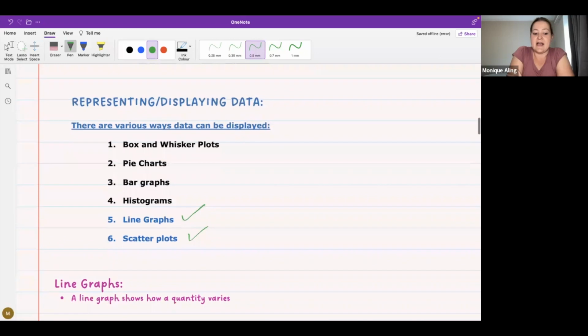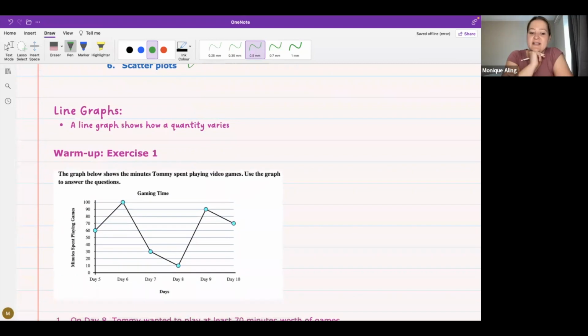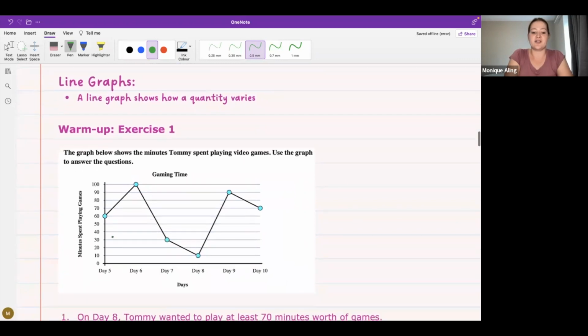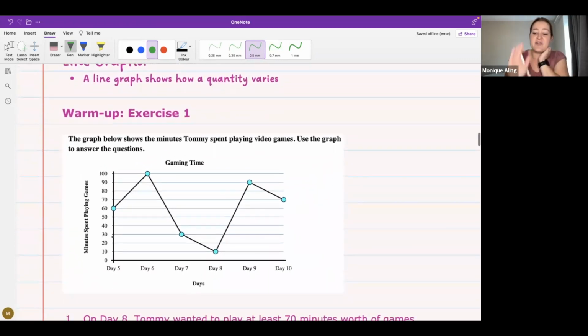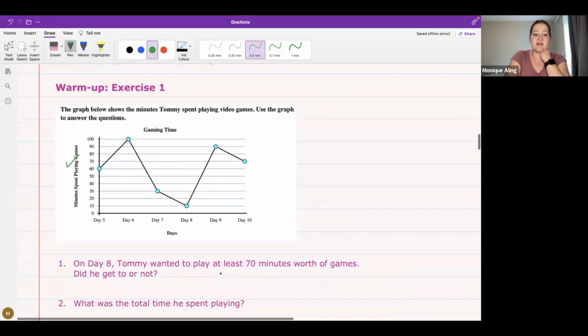All right, so let's start with our line graphs. A line graph shows how a quantity varies. I've got a nice little warm-up exercise over here. Just advice for when you see a graph in an exam, take some time to look at it before you rush and try to look at all the questions. As you can see, it says the graph below shows the minutes Tommy spent playing video games, and use the graph to answer the following questions. So we've got minutes, our dependent variable side, and we've got our days at the bottom. I'm just going to zoom out a little bit so you can see the questions.